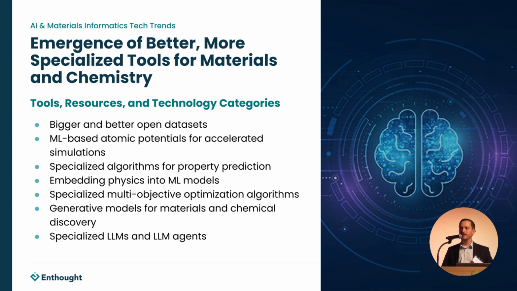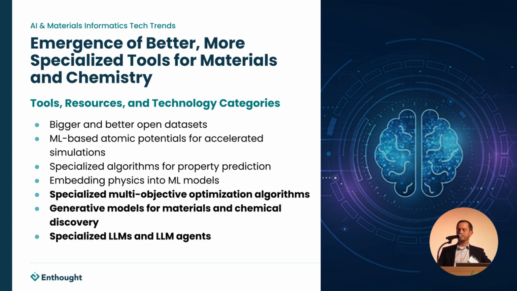There are new specialized multi-objective optimization algorithms better suited to the realities of experimental science. And there are generative models to prompt humans to try unexplored areas of their design space and even discover completely new materials. And finally, there are also new specialized large language models, agents, and agentic AI systems helping accelerate innovation. I don't have time to talk about all of these categories, but I wanted today to focus on the last three, which I think are particularly important. And if you have questions about the others, please feel free to find me and talk with me after the talks are done.